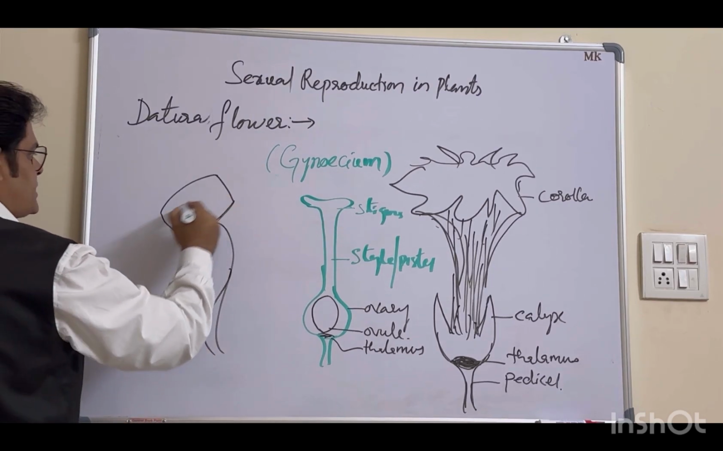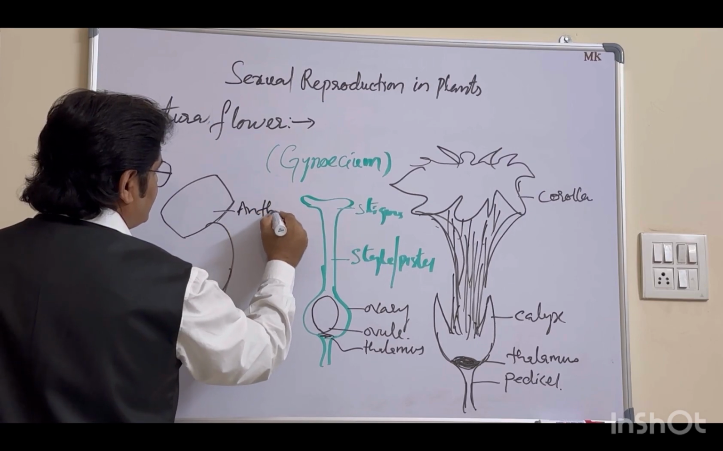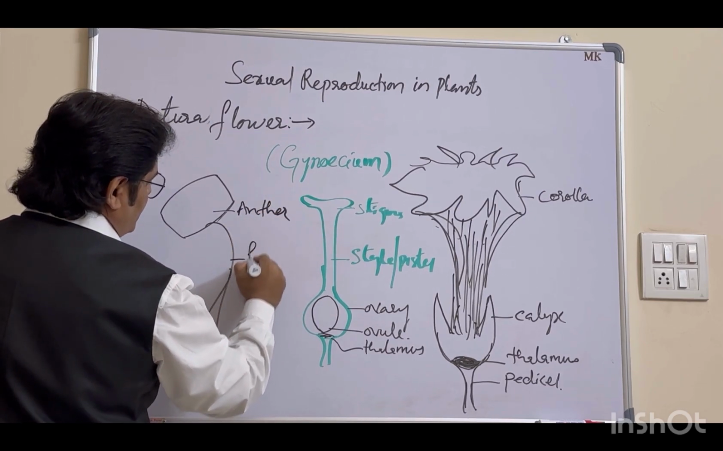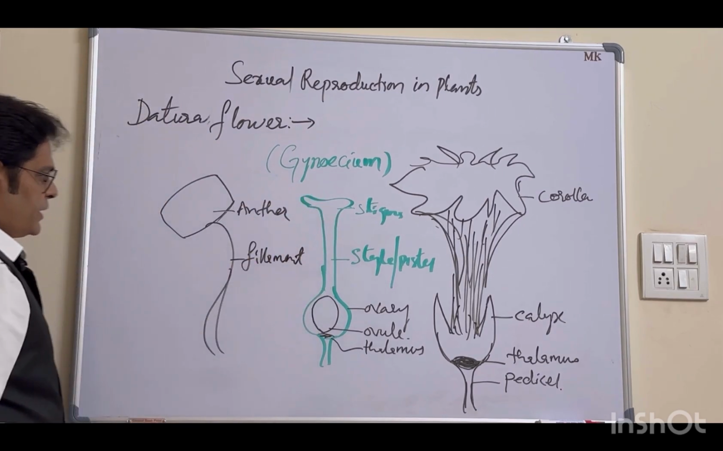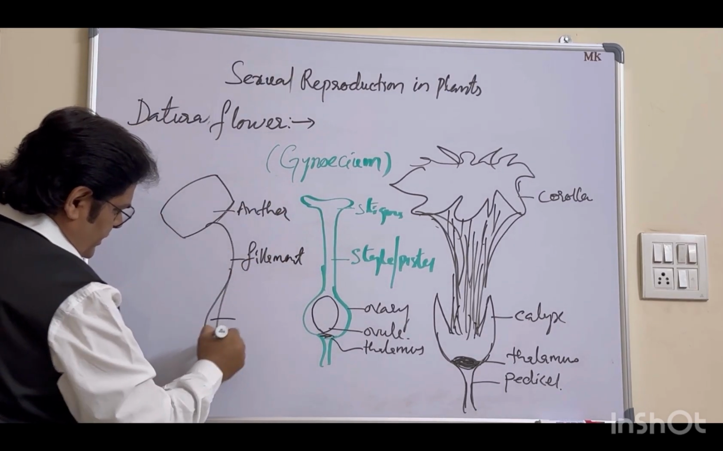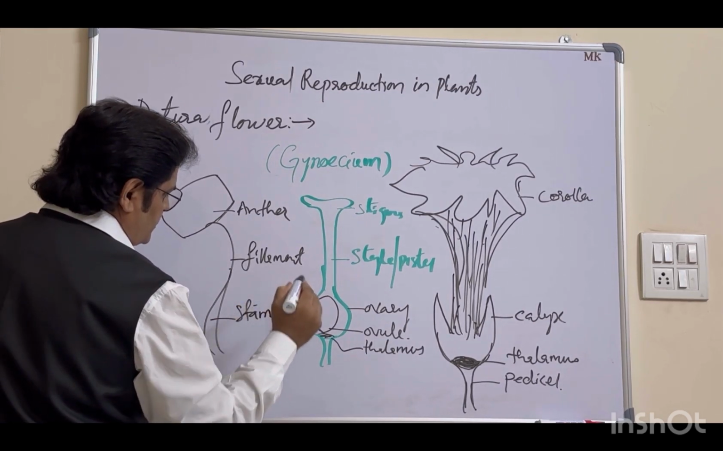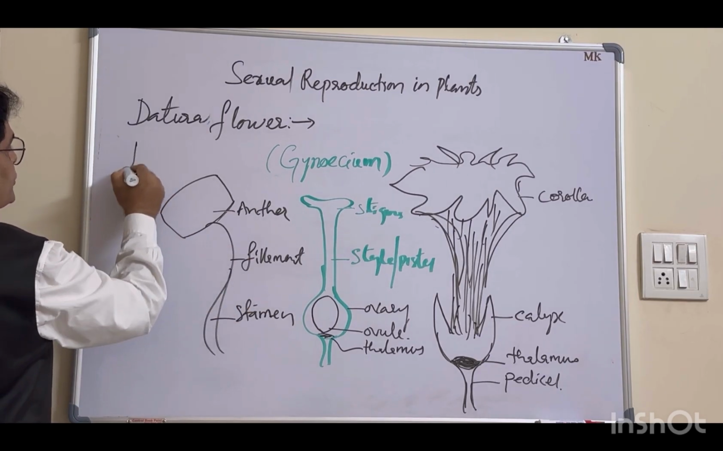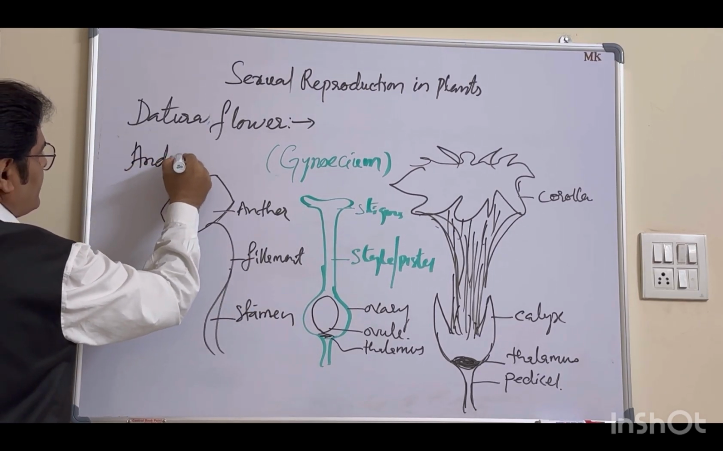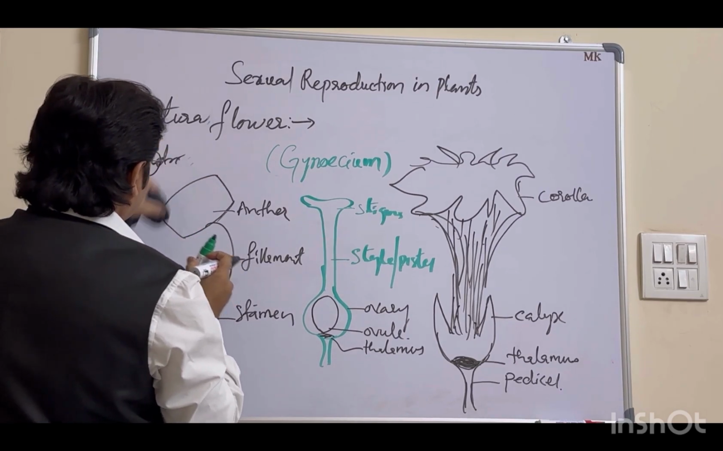This is the male part. This part is called the anther, and this one is called the filament. Together they are said to be the stamen. You can call it the stamen also. Clear? So together, all these parts are called the androecium. What is it called here? Androecium.